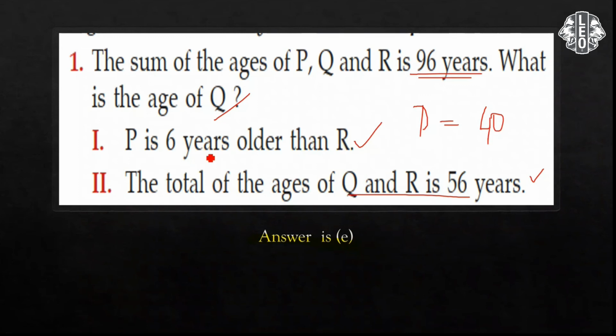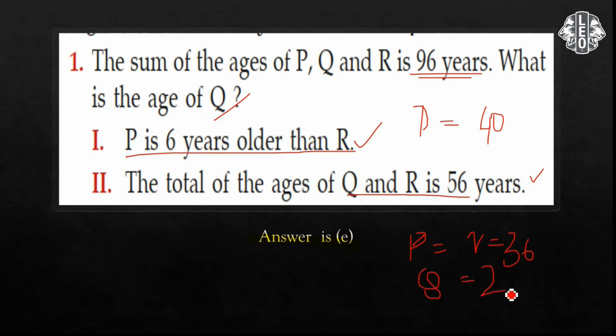After that, they have given that P is 6 years older than R. So what is R? R is 36, which implies Q is 20. Like that only we should do, but you should read the question properly. In this case, I'm using this statement and this statement, so the answer is E.